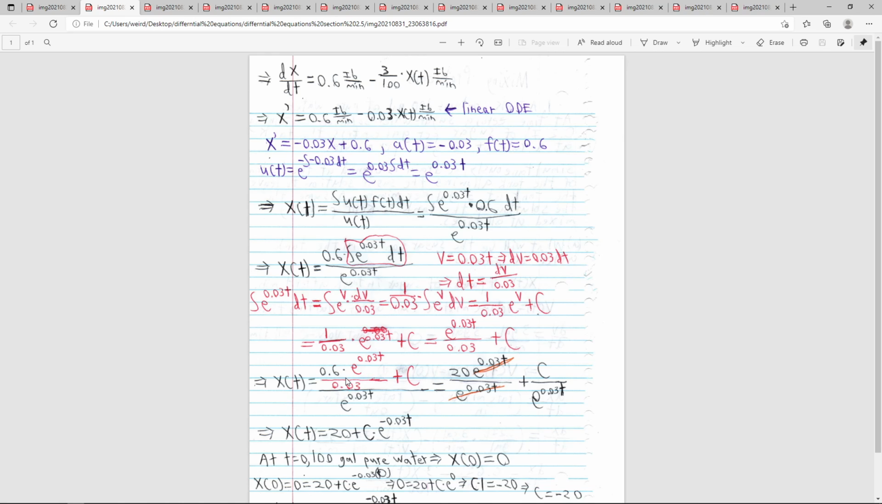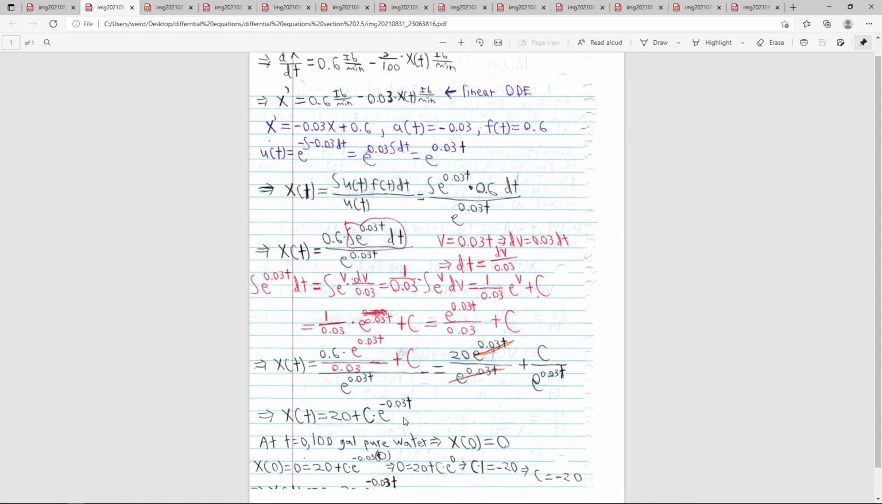So with our integral solved, we plug it in for the evaluation. Then it's simply 0.6 divided by 0.03, which is 20. And e to the 0.03t will cancel out on the left part of the term. In the end, it's just 20 plus c times e to the negative 0.03t.